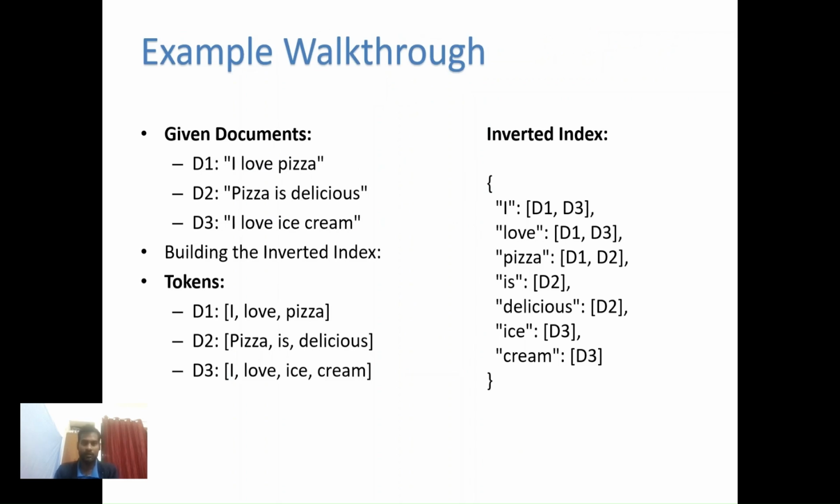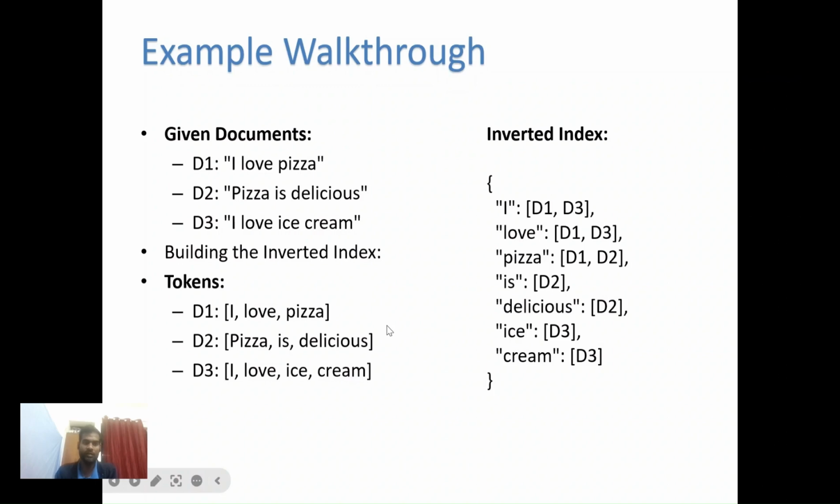So whatever we have done so far, let's do an example walkthrough. Let's say we have three documents, d1, d2 and d3. Document d1 contains "I love pizza." Document 2 contains "pizza is delicious." Document 3 has "I love ice cream."